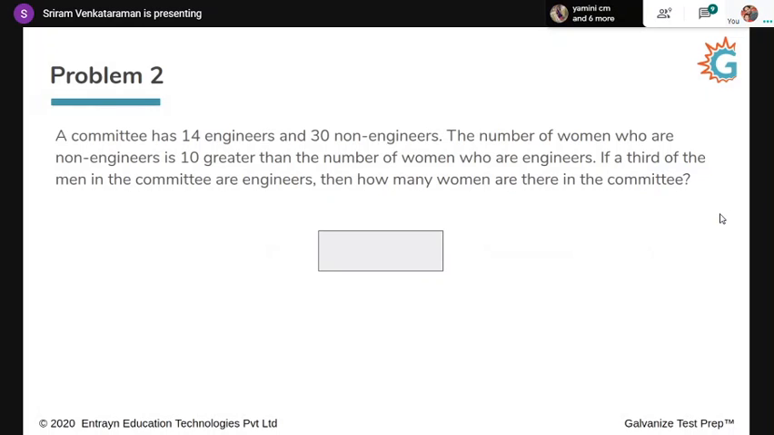A committee has 14 engineers and 30 non-engineers. The number of women who are non-engineers is 10 greater than the number of women who are engineers. If a third of the men in the committee are engineers, then how many women are there in the committee?